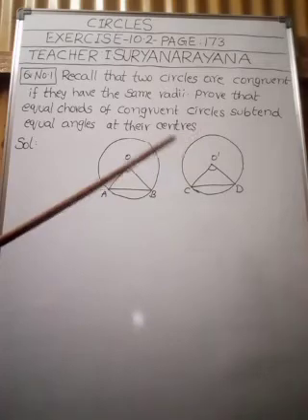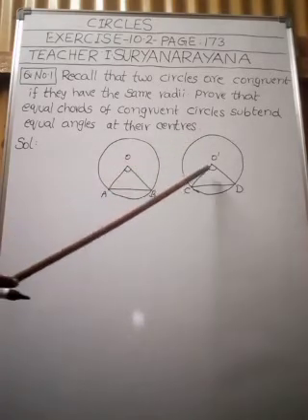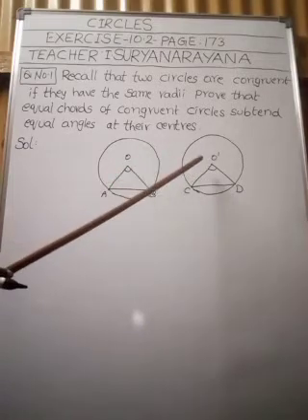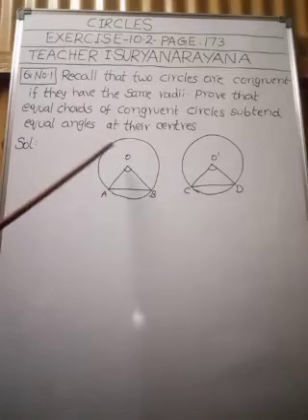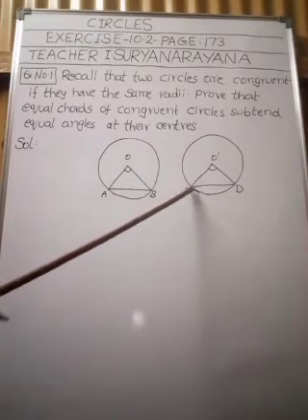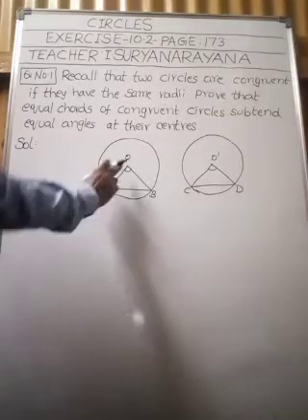Let us assume that the centers of these two circles are O and O dash, and these two circles are congruent circles, means their radii are equal, means OA is equal to OB is equal to OC is equal to OD. Understood this point, my dear children? Right. Now we have to prove that angle AOB is equal to angle COD.